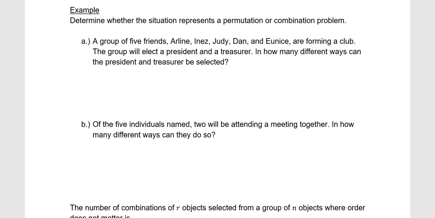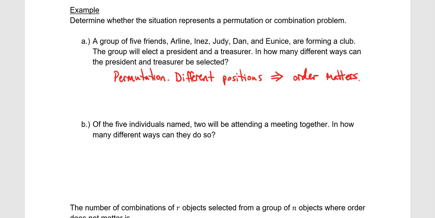Let's determine whether the situation represents a permutation or a combination. So for A, we have a group of 5 friends. Arlene, Inez, Judy, Dan, and Eunice are forming a club. The group will elect a president and a treasurer. We want to know in how many different ways can the president and the treasurer be selected. So this is going to be a permutation because we have different positions, being the president and the treasurer. So different positions represents that order matters, which means it's a permutation.